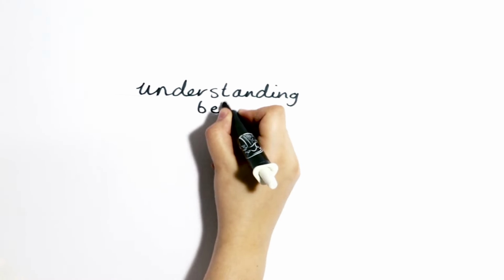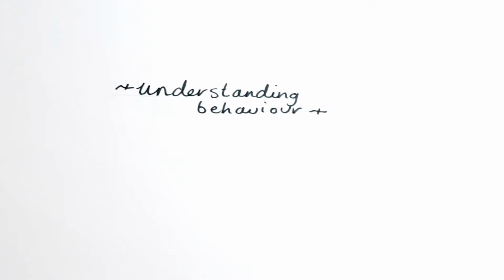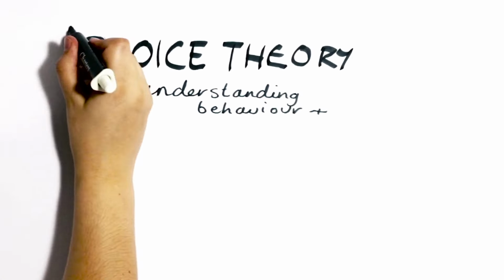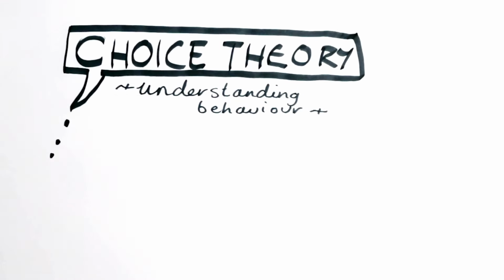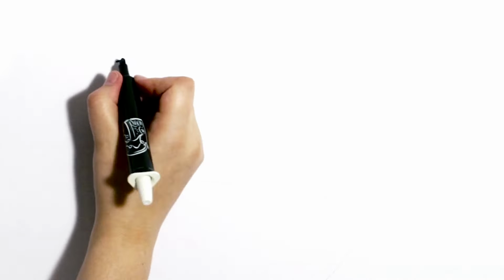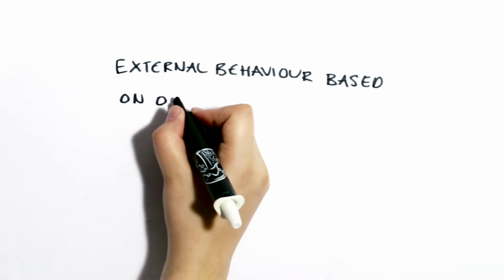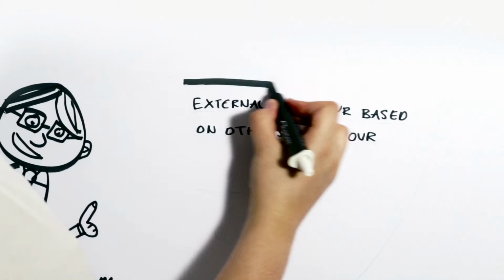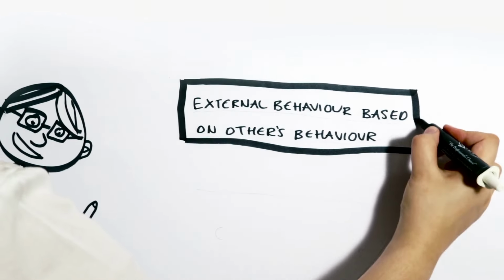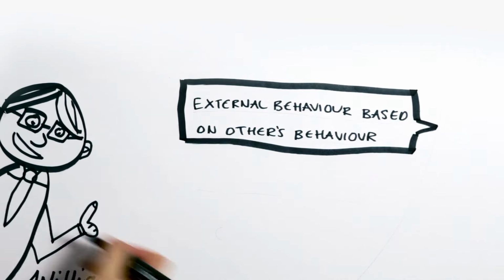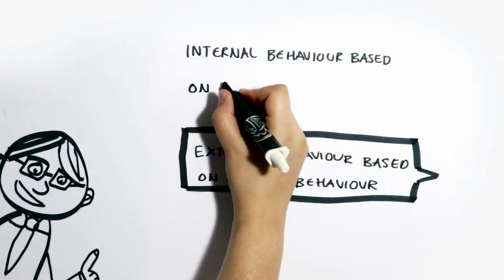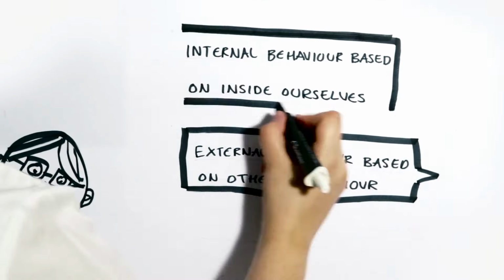Understanding behavior. Why do we behave as we do? One theory that can be useful in understanding and managing our own behavior is choice theory. The psychologist William Glasser says that there is a difference between internal and external control psychology. External control psychology explains that our behavior and reactions are based on what other people do or how they behave. Internal control places the control of our behavior inside ourselves.